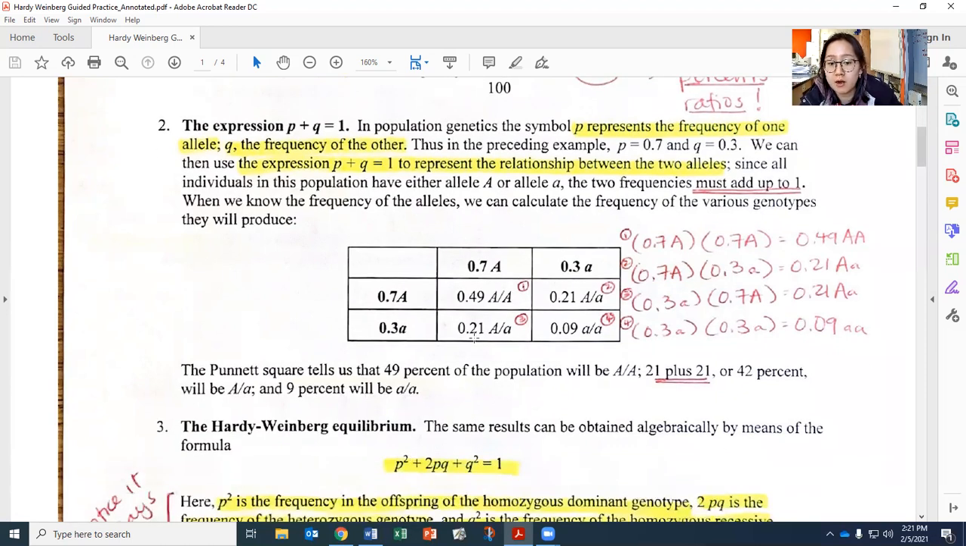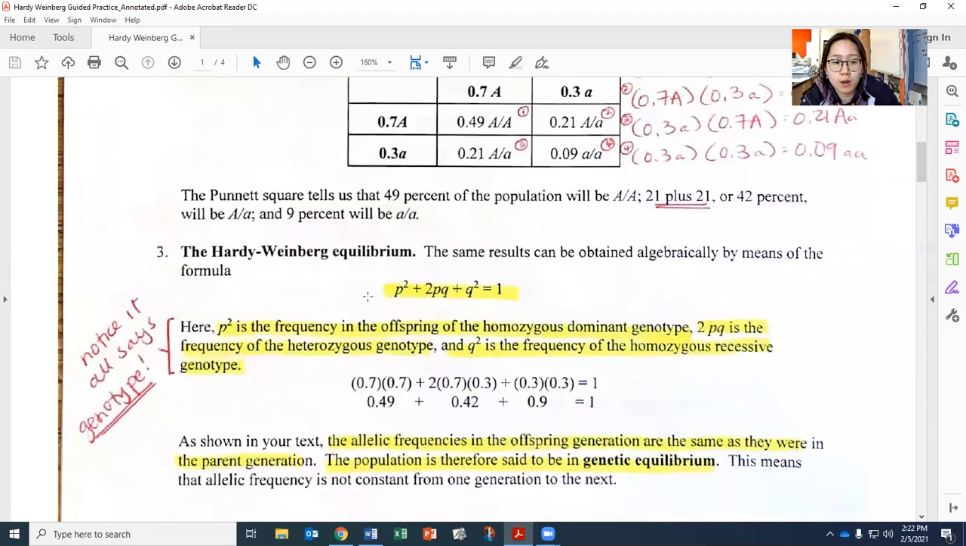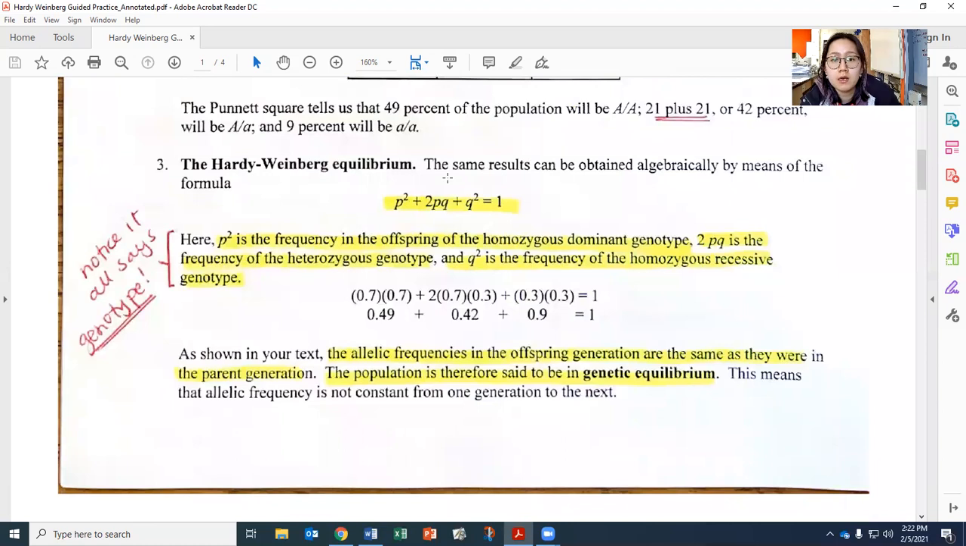This is basically a play on this equation down here, right? Because you're multiplying the p's with the p squared here, the pq, the pq, so it's 2pq, and then the q squared at the bottom for the two recessives. So that leads into the Hardy-Weinberg equilibrium equation. The same results can be attained algebraically by means of a formula, which is p squared plus 2pq plus q squared equals 1.